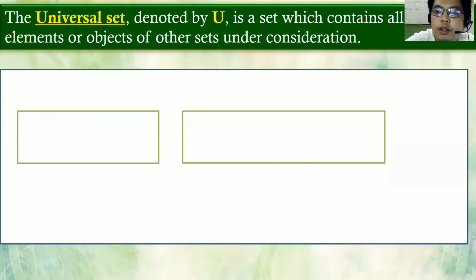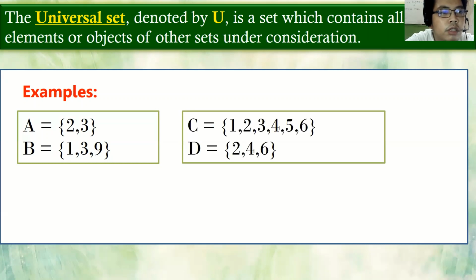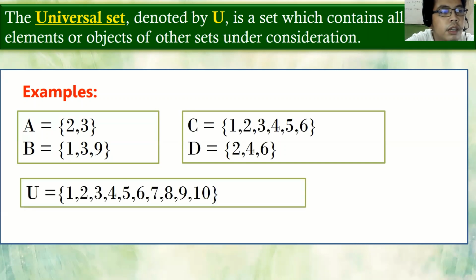There is what we call the universal set. The universal set is a set which contains all the elements or objects of other sets under consideration. Let's say, for example, A is 2, 3, B contains 1, 3, 9, and also for C and D. The universal set will be, we could say, the set of counting numbers from 1 to 10. In most of the problems, the universal set is always defined.